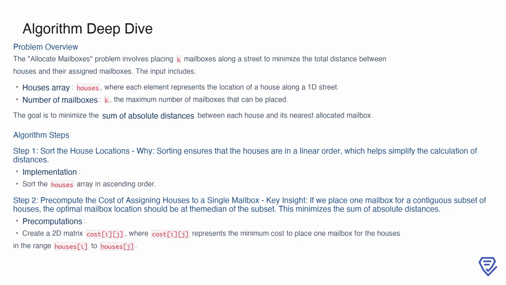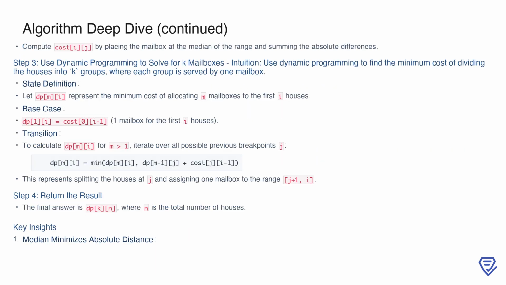To facilitate this, we create a 2D matrix cost[i][j], where each entry represents the cost of placing a single mailbox to serve houses in the range from houses[i] to houses[j]. We compute cost[i][j] by placing the mailbox at the median of the range and summing up the absolute differences between each house in that range and the median. This pre-computed cost matrix is a critical optimization that reduces redundant calculations later in the algorithm.